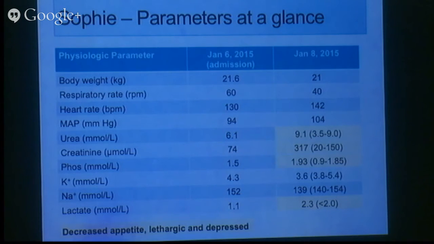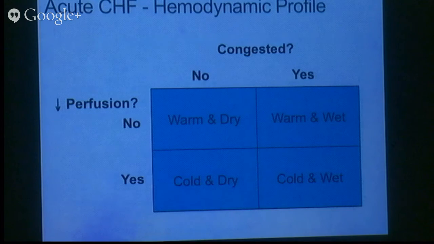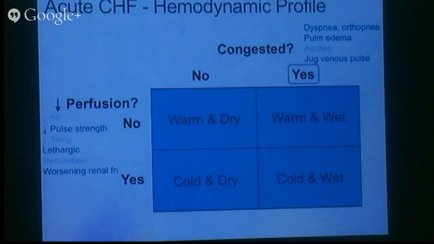So, we really need to rethink this plan. Now what are we dealing with? We most definitely have still congestion. Her resp rate's still in the 40s. She wasn't reaccumulating pleural fluid quickly, which I guess was one bonus. But we've now, in addition to a reduced pulse strength, have a lethargic dog, and most definitely evidence of worsening renal function. So that's a huge concern for perfusion.